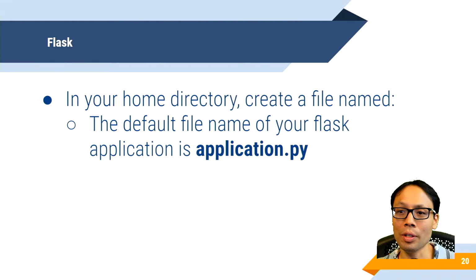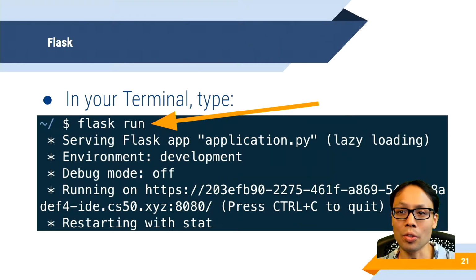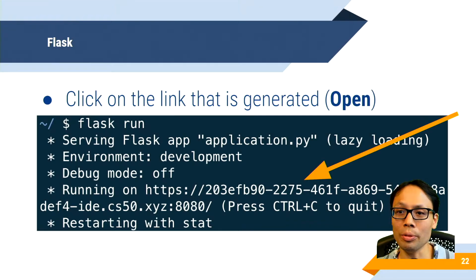Now, the default file name for a Flask application is application.py. And again, to run your Flask application, just type in flask run in the terminal. And then to open your website, click on the link that is generated.